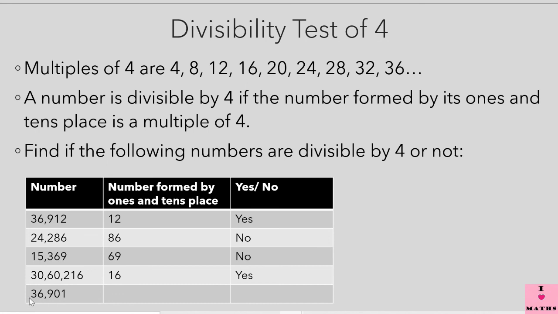Okay. Last number is 36,901. Now children, 01. Okay, what do you think? Does 01 come in the table of 4? Think, come on, think. Now 4 ones are 4. So how 01 can come in the table of 4? Obviously it does not come. So this number is also not divisible by 4.